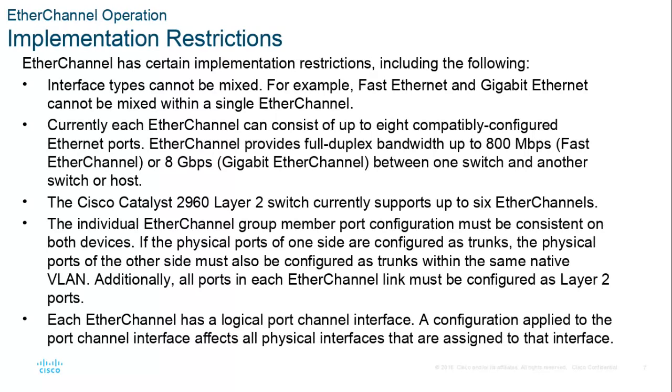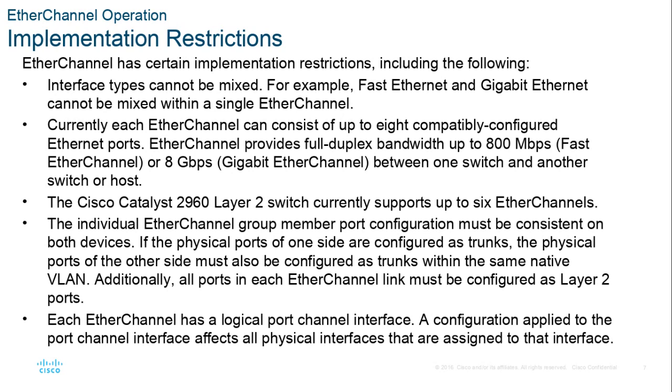Okay, here's the downside. There are some restrictions. Interface types can't be mixed. Both of them have to be Fast Ethernet, both of them have to be Gigabit Ethernet, or both have to be copper, or both have to be fiber. So up to 8 ports. So I could take 8 Fast Ethernet channels and get 800 megabits. Or I could take 8 gigabit ports and get 8 gigabits. If I had 8 10-gigabit ports, I'd have 80 gigabits between one switch and another switch.